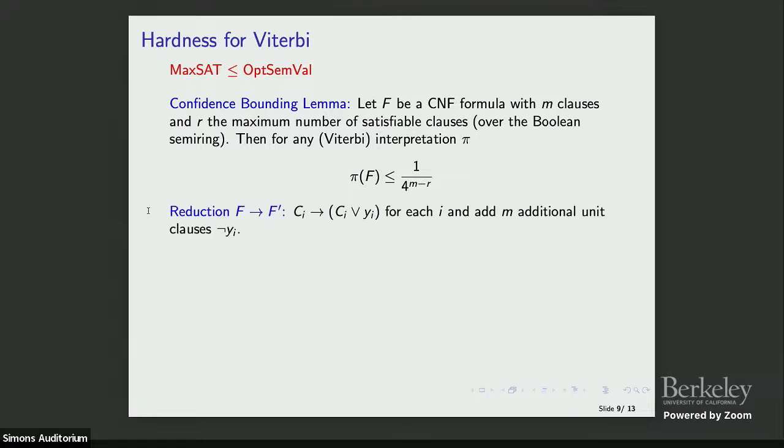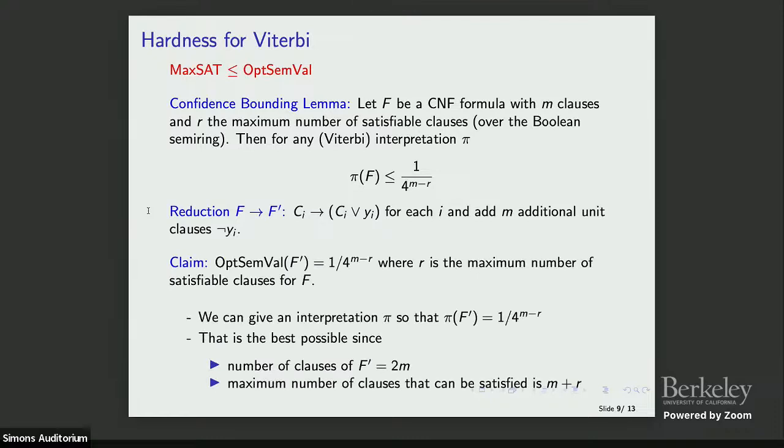And then the reduction is pretty easy. You take a formula F in CNF form, and for every clause c_i in F, we introduce y_i as a new variable. So you add m new variables and also throw in the negations of those. Then we can show that the optimum value of opt-sem-val is exactly 1 over 4 to the m minus r, where r is the number of satisfiable clauses of F.